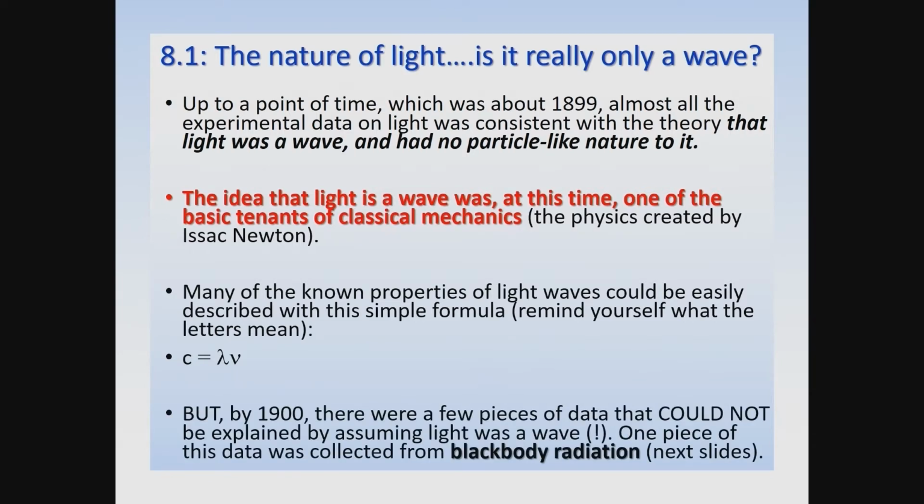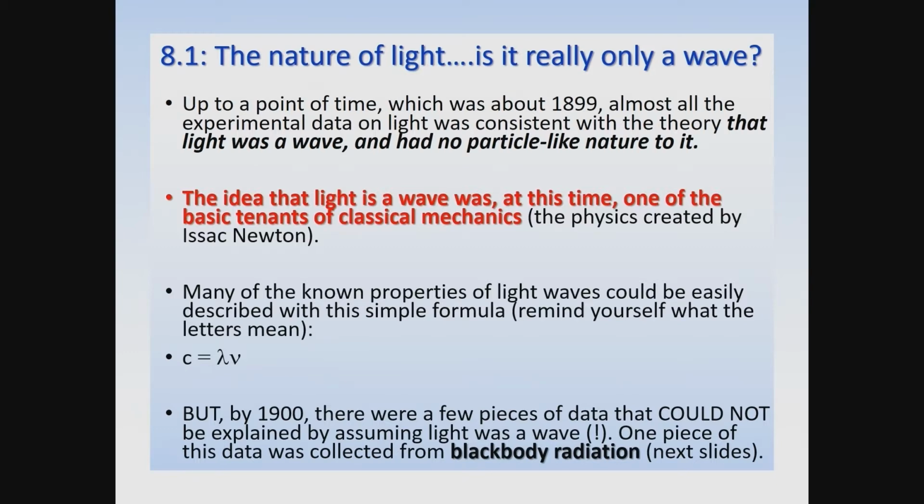However, by the time 1900 rolled around, there was new data coming out from studying atoms and molecules. This was data that described how atoms and molecules either absorb or release energy. And what this new data suggested is that you could not explain it using the assumption that light was a wave. Instead, you had to maybe change the rules a little bit. And so I want to go over this data.